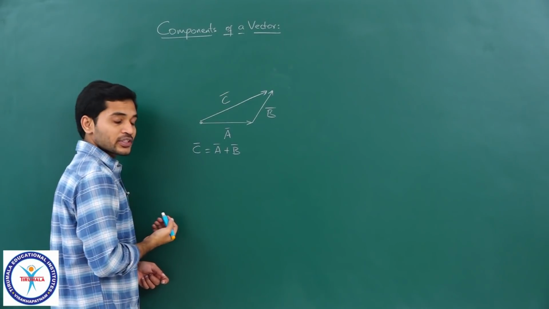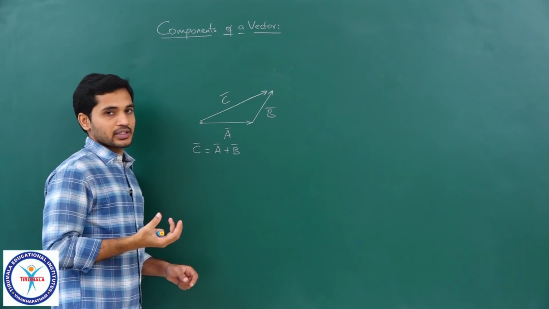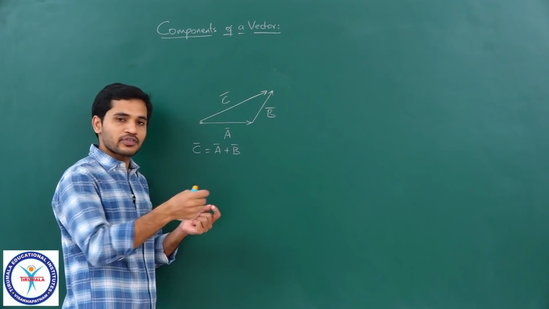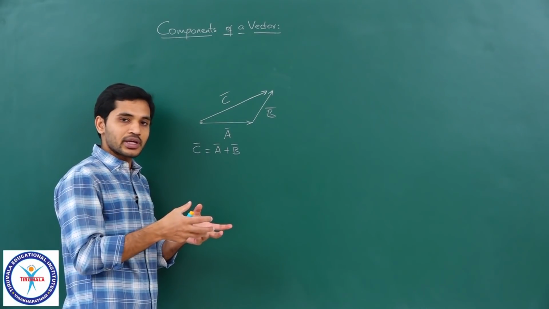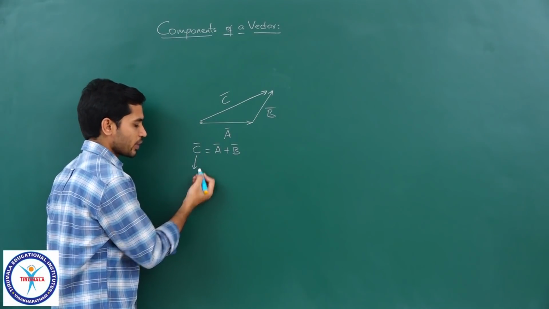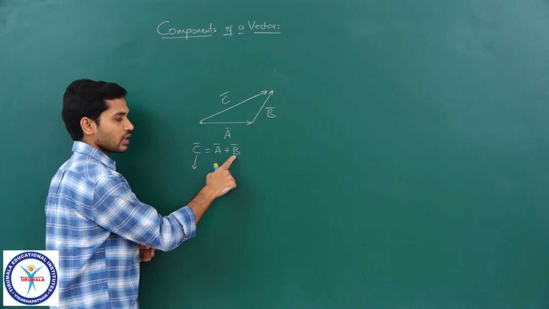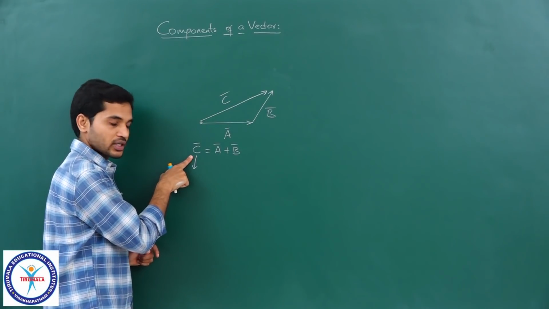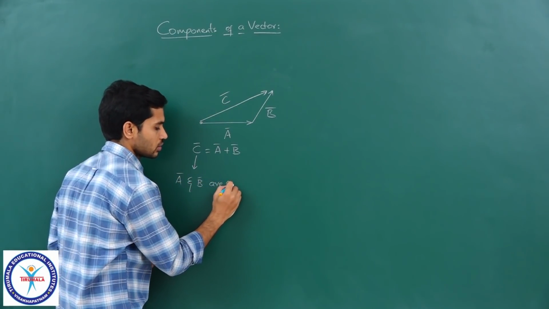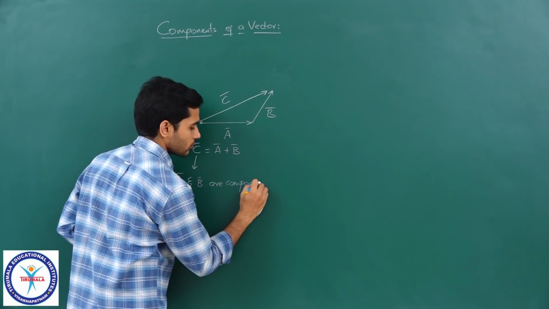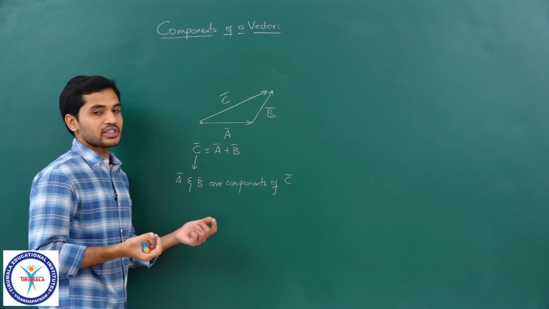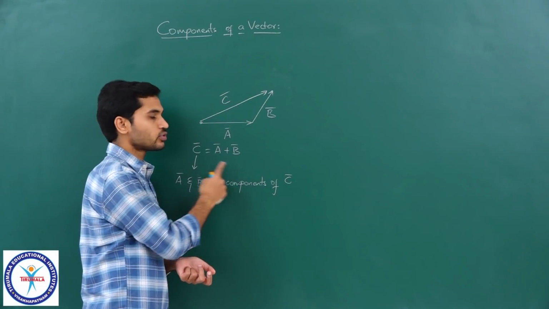Now, components of a vector basically means the parts of a vector. If you have any object, any machine for example, we have different components in that. When I put all of them together, it forms that particular machine. In the same manner, if I ask you what are the components of this vector C bar, we say that A bar and B bar are the components of C bar. Clear? Components basically means all those vectors when added should give you your original vector.